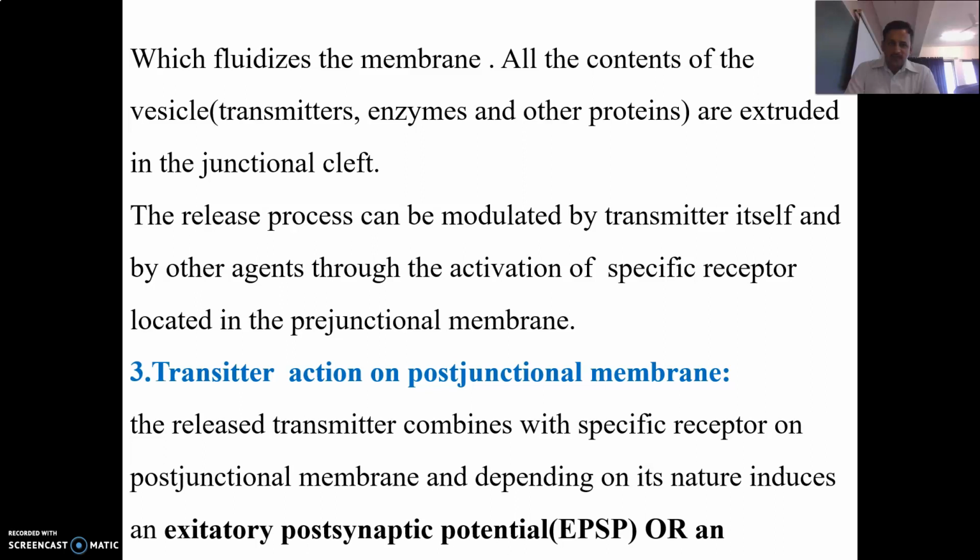The released transmitters combine with the specific receptor on the post-junctional membrane. Depending on the nature of the transmitter, it may be excitatory in nature or inhibitory in nature. You either want to show the excitatory effect, or you want to show the inhibitory effect.